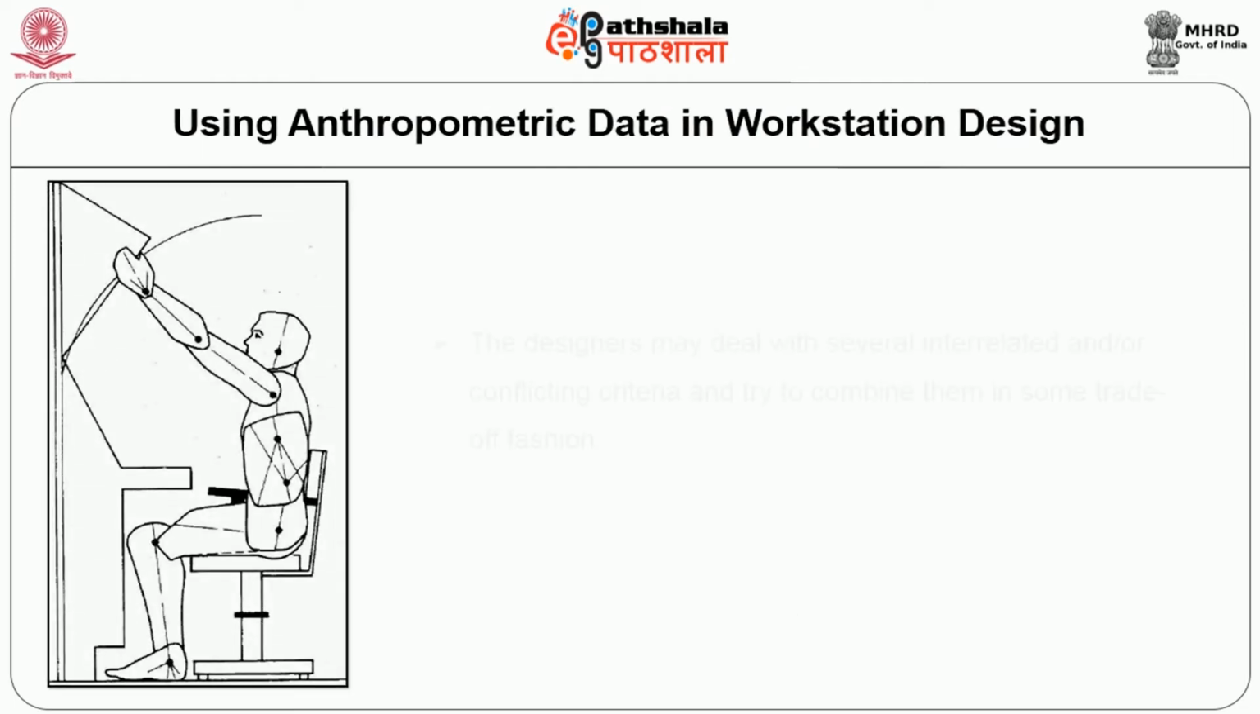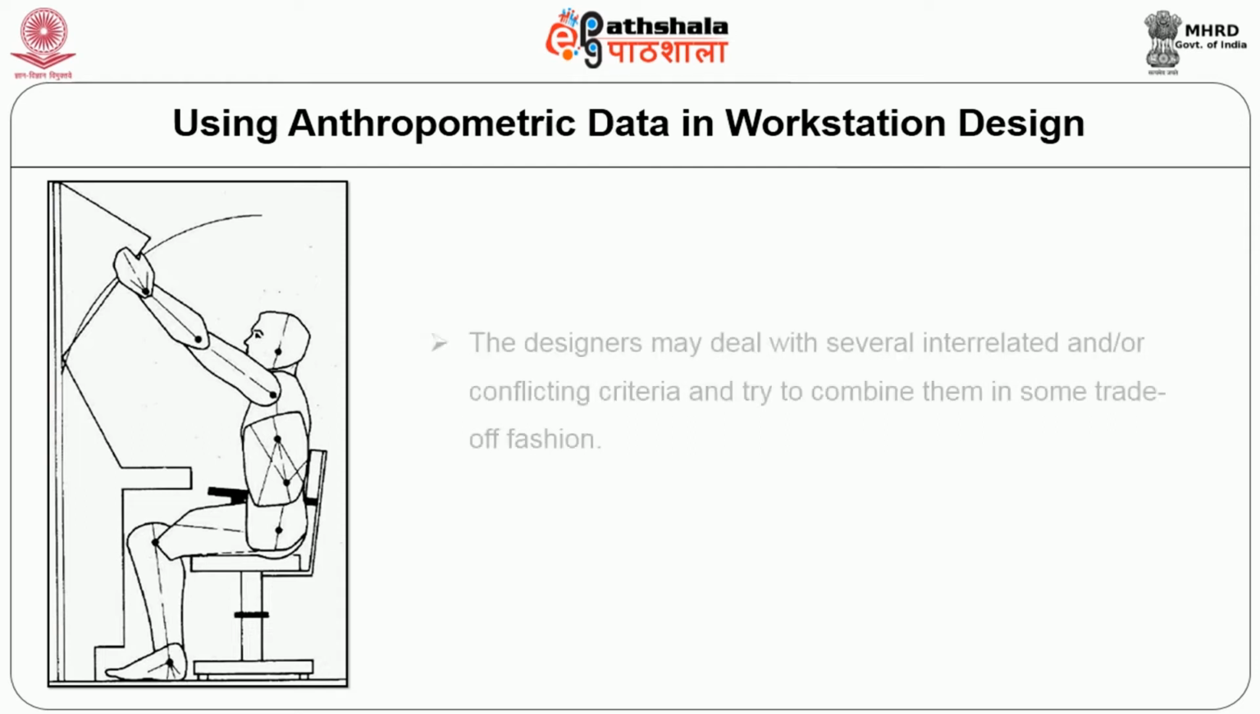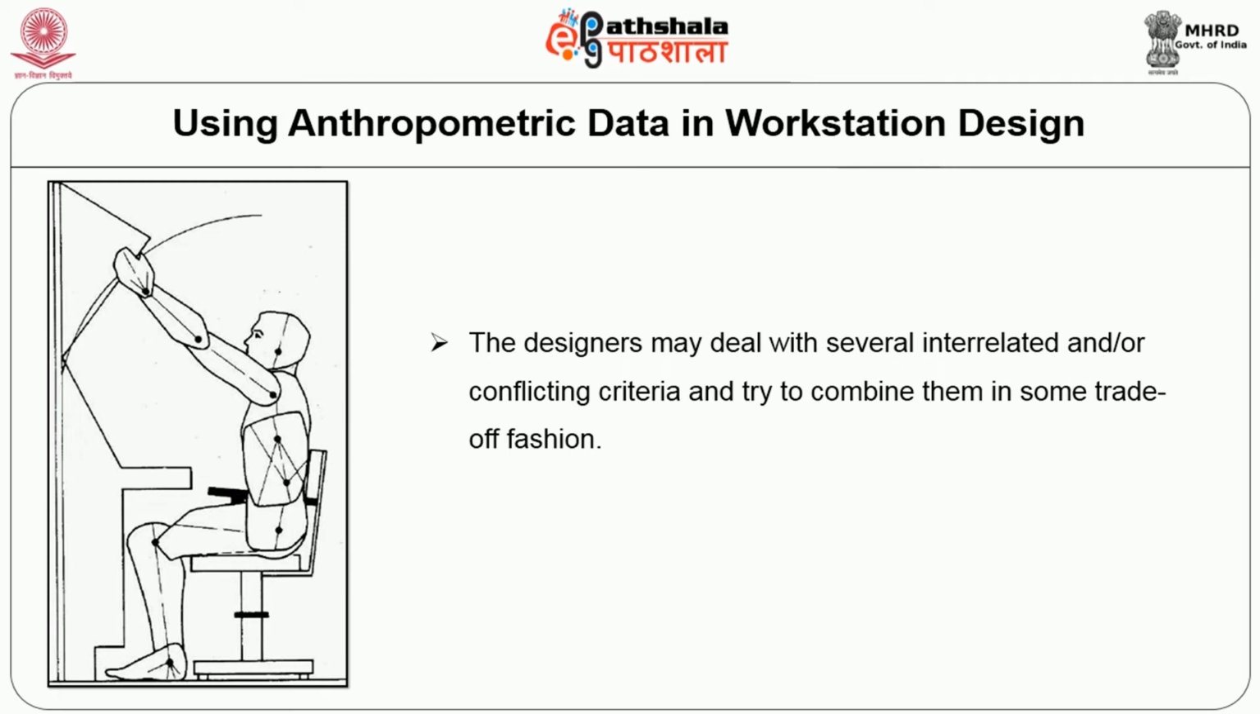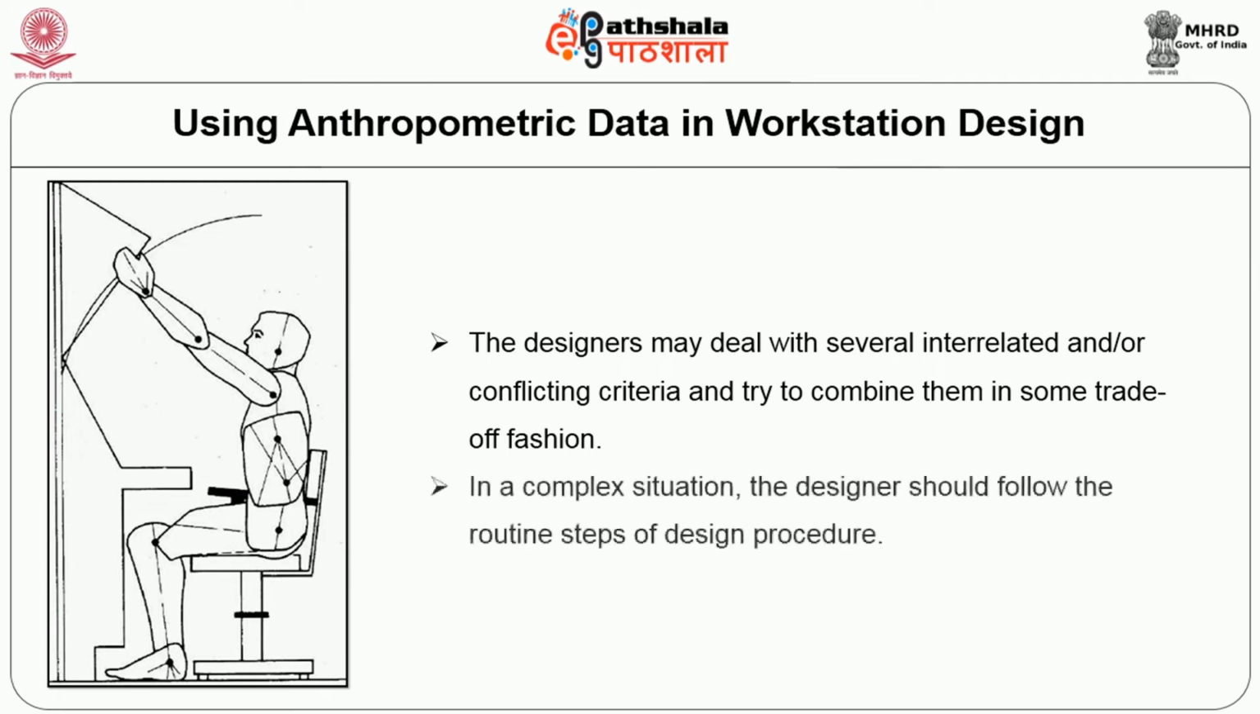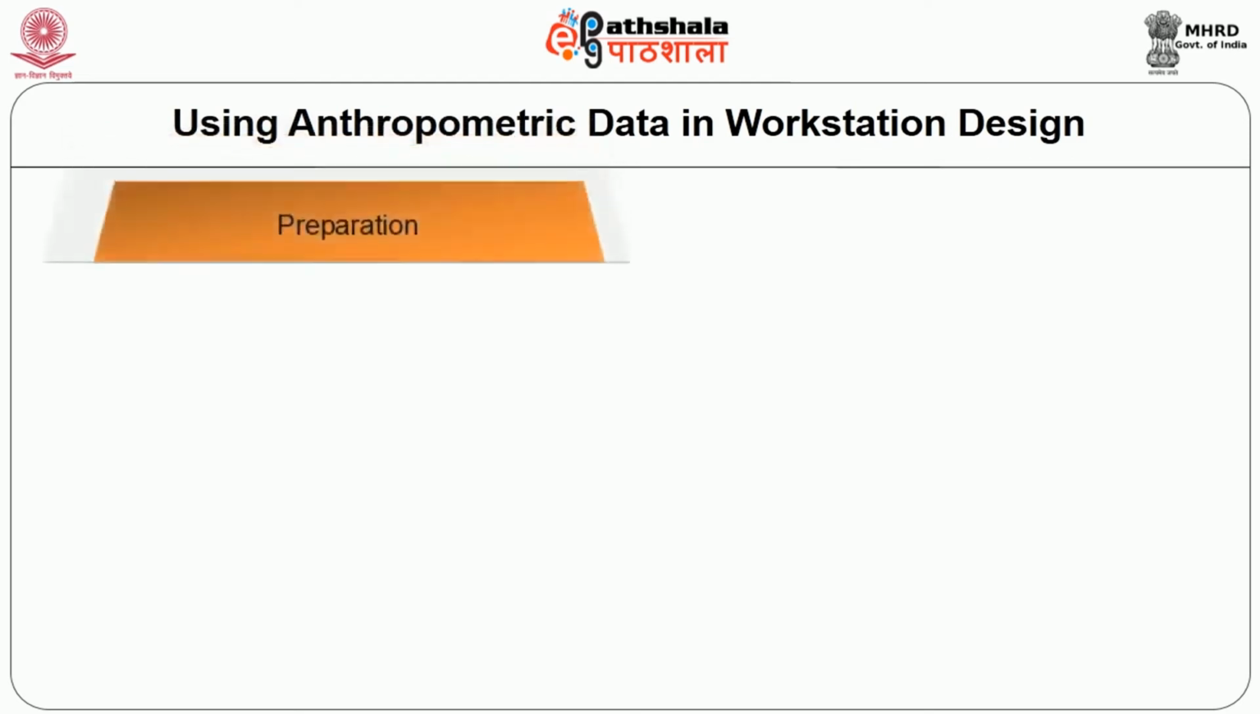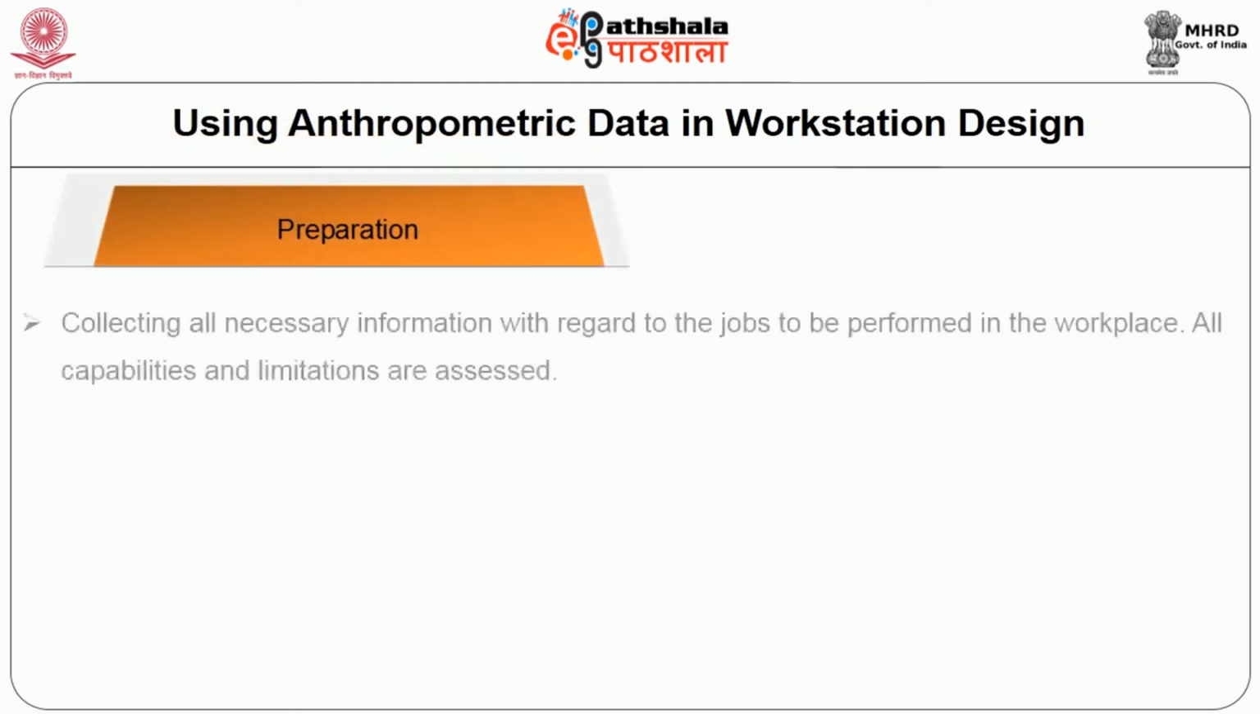Now, using the anthropometric data in workstation design, the designers may deal with several interrelated and conflicting criteria and try to combine them in some trade-off action. In a complex situation, the designer should follow the routine steps of design procedure. The following are the general steps in a systematic design procedure. One would be preparation, collecting all necessary information with regard to the jobs to be performed in the workplace.